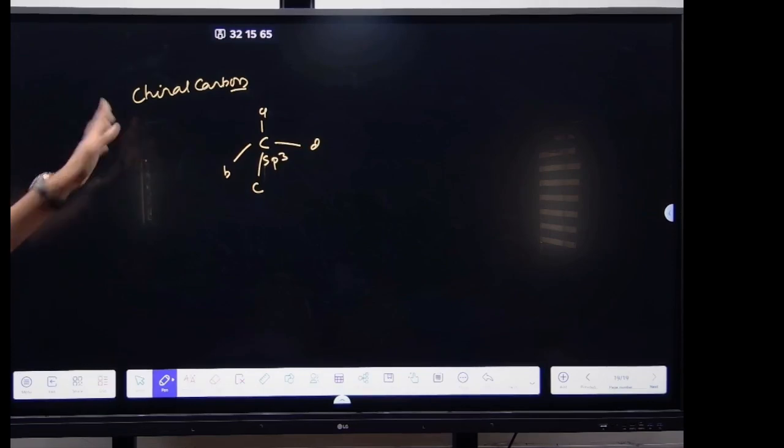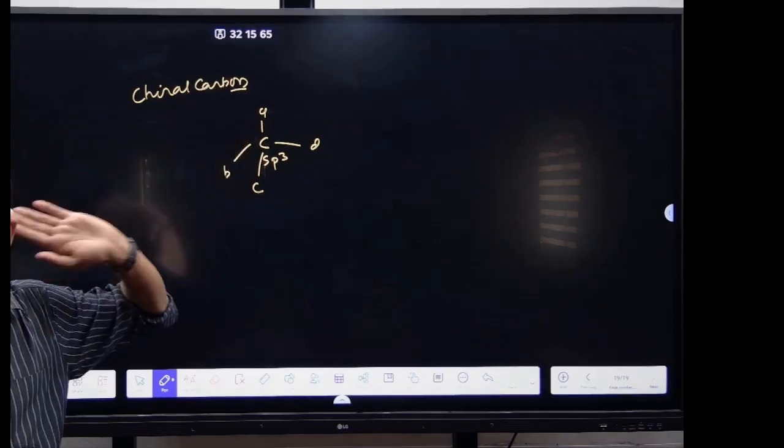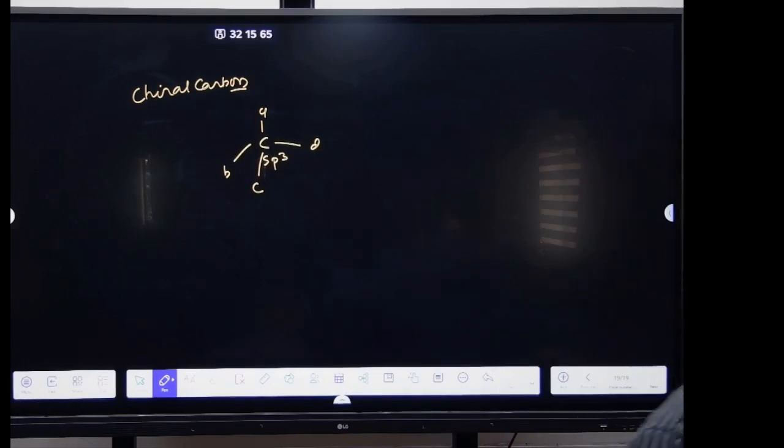Got it? Of carbon, it can be carbon, it may not be carbon. I'm talking about just the carbon. First thing you have the sp3 and all groups must be different. Then it will have the chiral carbon.